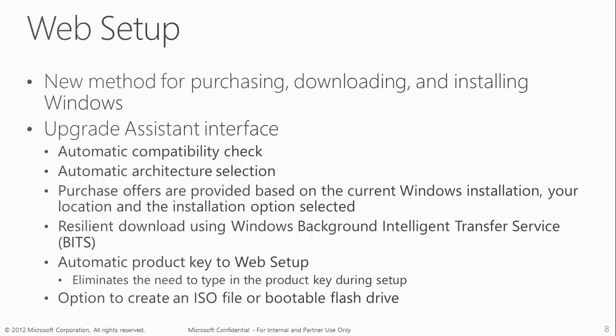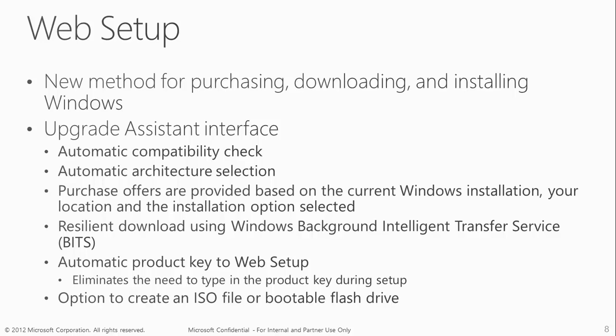The online service for the download also provides your product key to web setup. So web setup in turn passes the key to install.exe. This eliminates the need to type in the product key during setup. We also provide an option to create an ISO file or a bootable flash drive, in case you're using this method of setup but your real end goal is to take that copy of Windows 8 and install it on another PC. That would be a scenario where you want to create an ISO file that you can then burn to DVD or create a bootable flash drive, and web setup will walk you through both of those.